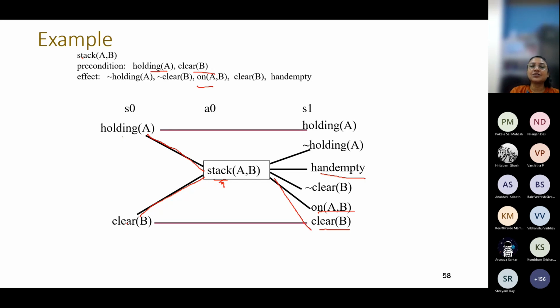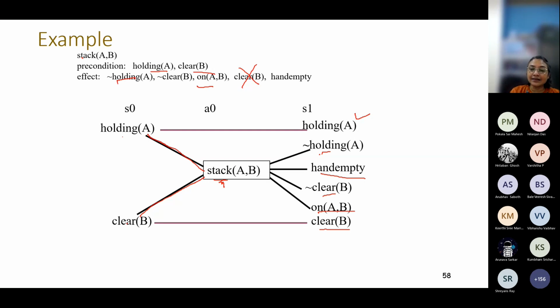I'm sorry, the add list is on A B and hand empty, and the clear B should not be there. This is a mistake. We erase this. But there are two deletes: holding A and clear B are to be deleted. Holding A is coming in this layer through the maintenance action, but not holding A is coming from the effect. Not clear B is coming from the effect.